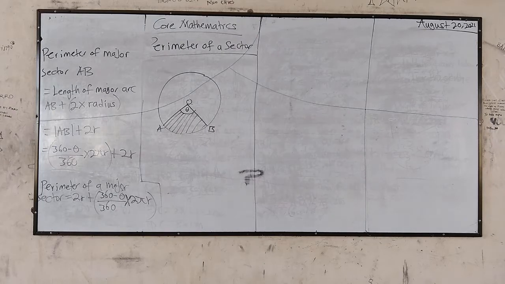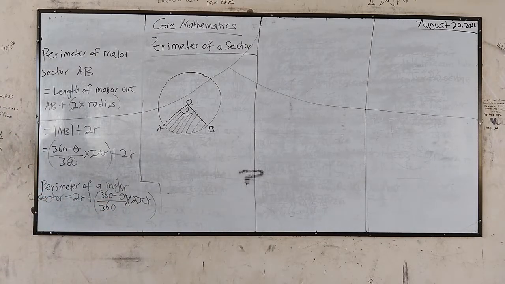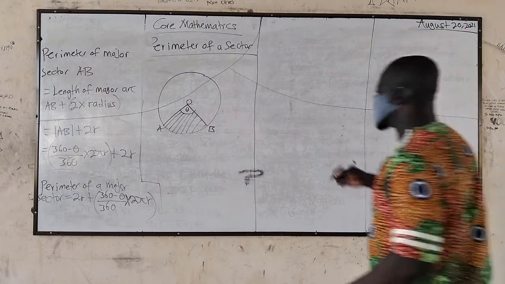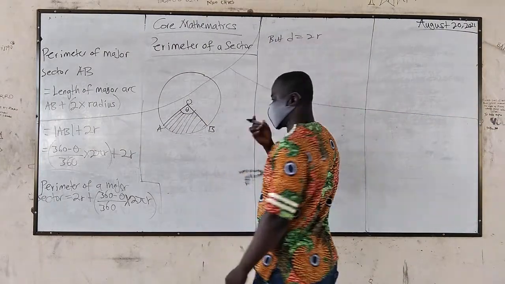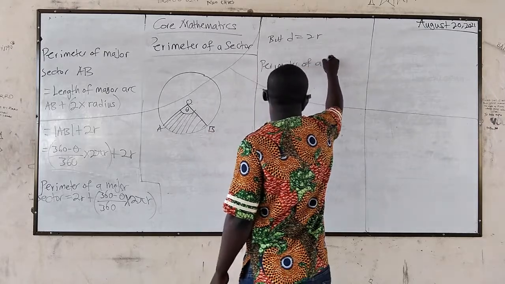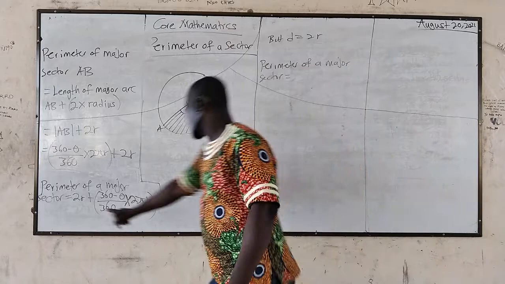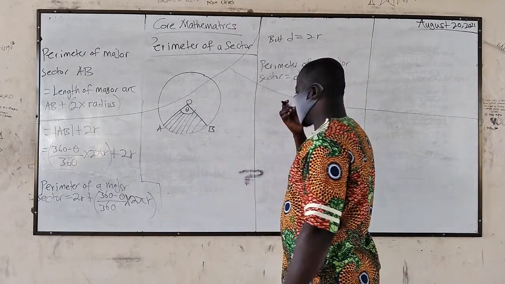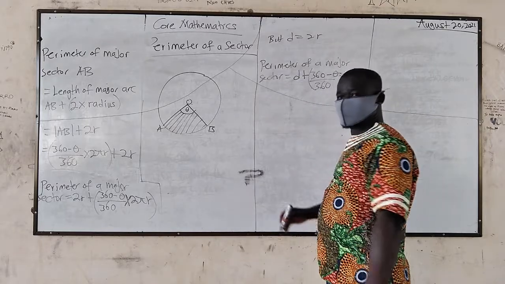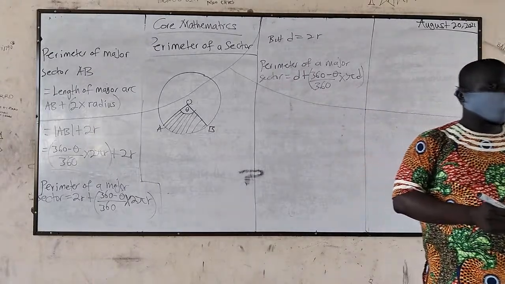Do you see that? But of course, let us not leave out the other formula, which is pi d. You understand? You can also look at that one too. Now, I wanted to also analyze something. What if I was given the diameter? Don't waste your time. But D is equal to 2R. You understand? So we can also say that the perimeter of a major sector is simply equal to 2R, which is D, plus 360 minus theta times pi d. This is also another formula. You can equally use. Is that okay? Are you getting me?